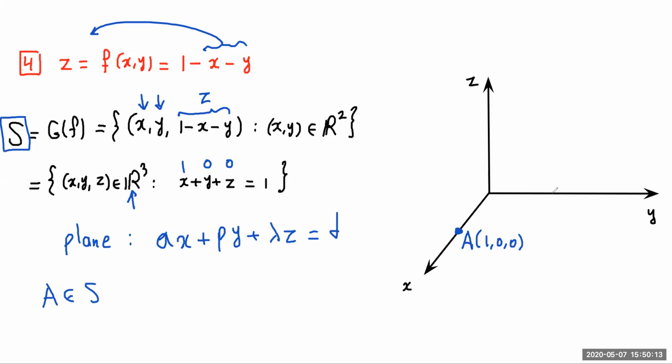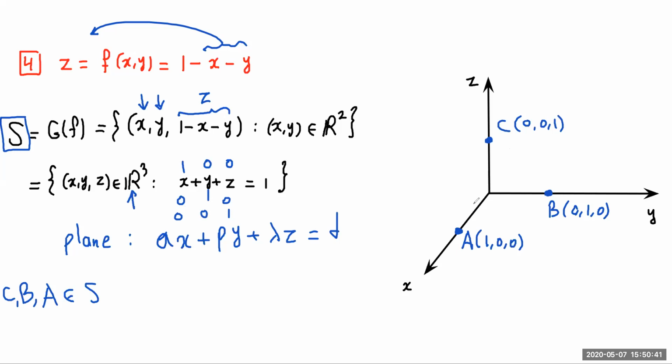Also the point B, 0, 1, 0. So B also exists on S, because if I put 0, 1, 0, the addition is 1. And also the point C, 0, 0, 1. The point C also exists because if I put 0, 0, 1, the addition is 1.